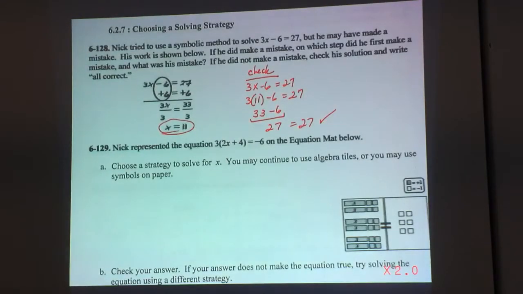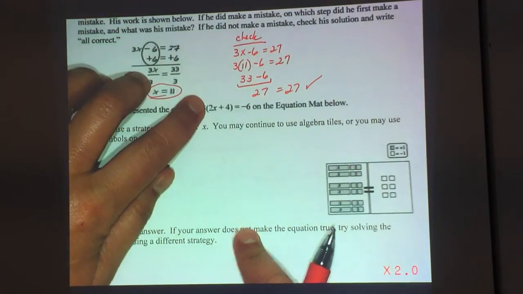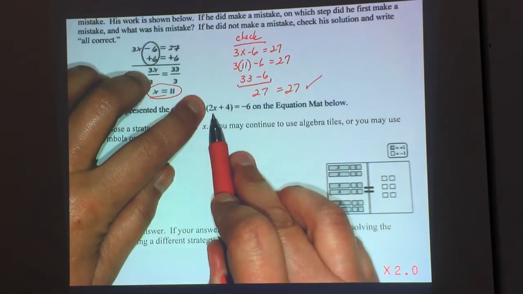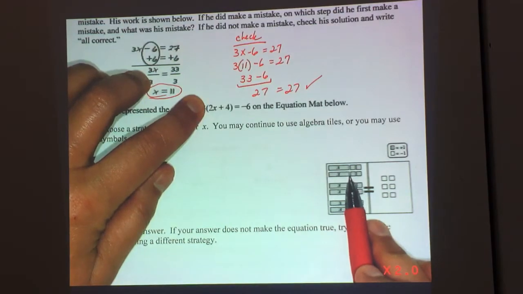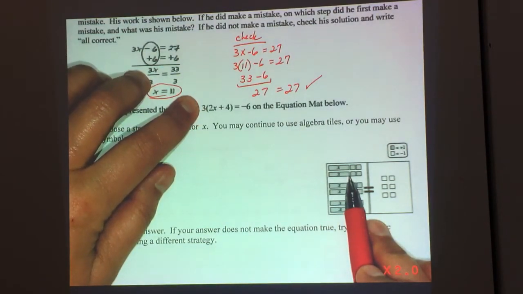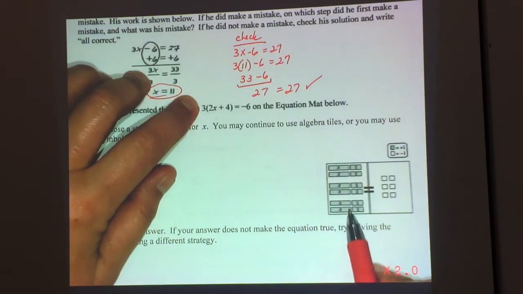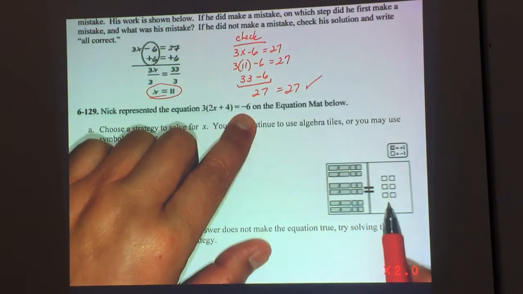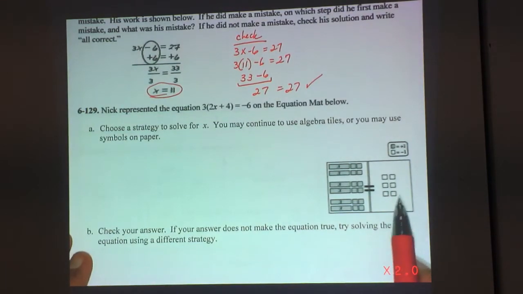Okay. Nick represented the equation 3 parentheses 2x plus 4 equals negative 6 on the mat below. So here's his mat. If I covered up this 3 with my finger, and I have 2x plus 4, that would be 2 shaded bars plus 4 shaded little squares, which we have here. But when I uncover the 3, that just means Nick has 3 sets of those. 1, 2, 3. And then that's supposed to equal negative 6, so I have 6 not shaded squares there. Choose a strategy to solve for x. You may continue to use algebra tiles, or you may use symbols on paper.